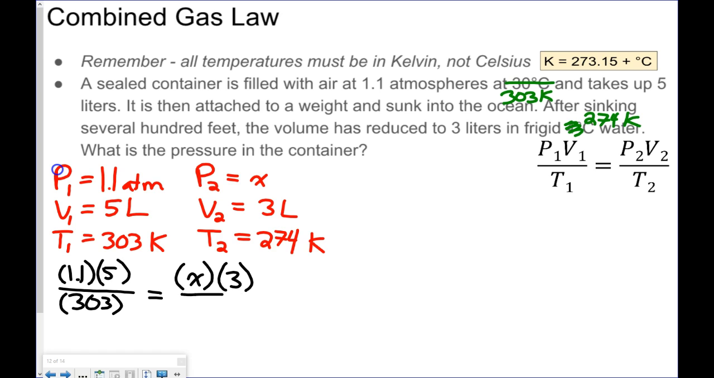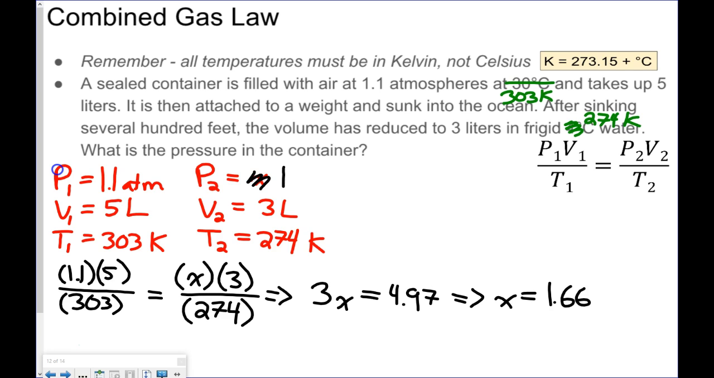Set it up before. Everything works in this combined gas law. Solve for x. X is going to work out to be 1.66 atmospheres. So with all that said, it didn't increase the pressure that much, but it did increase it. Combined gas law tells you how.